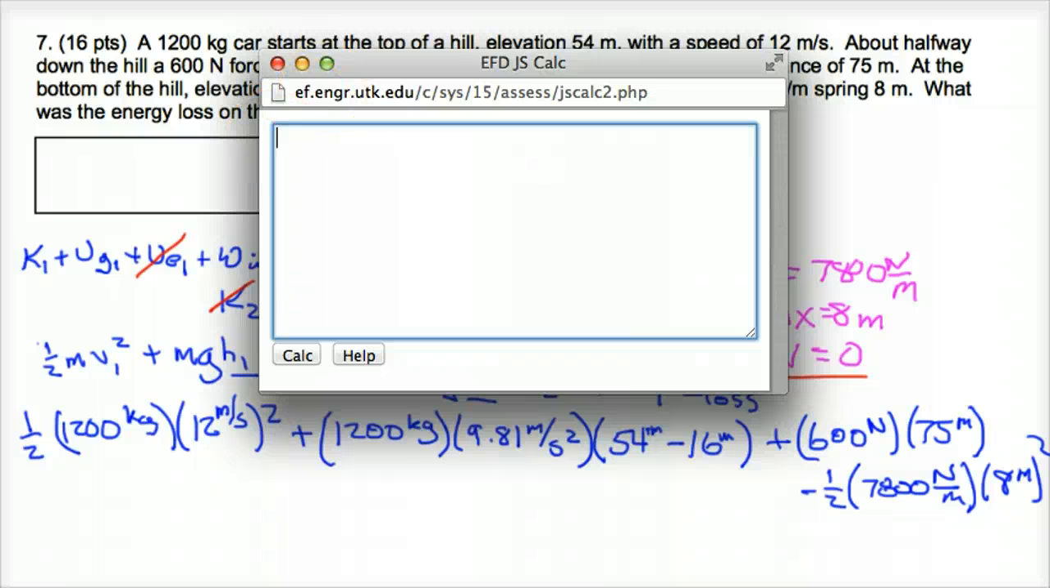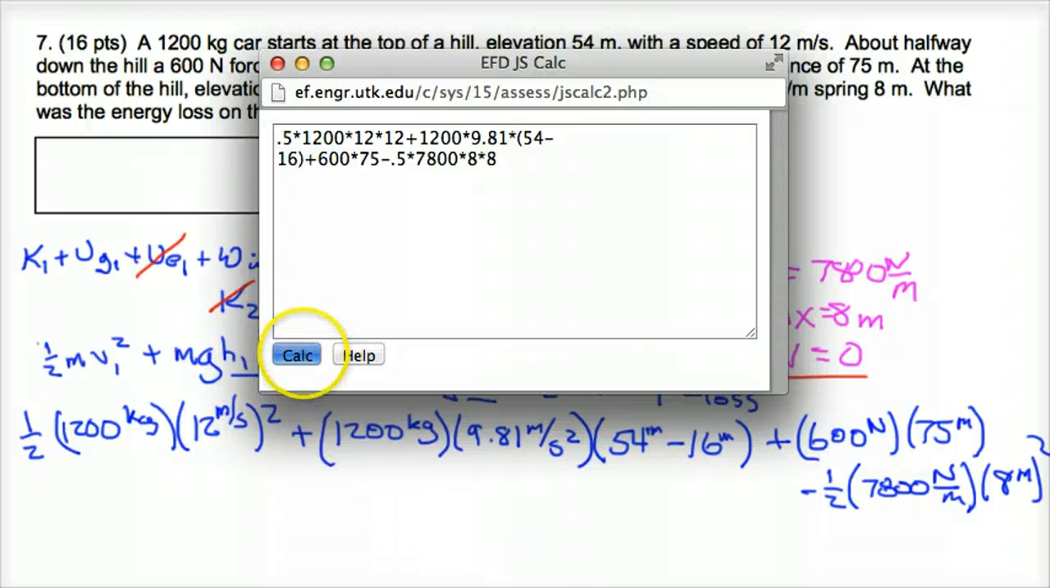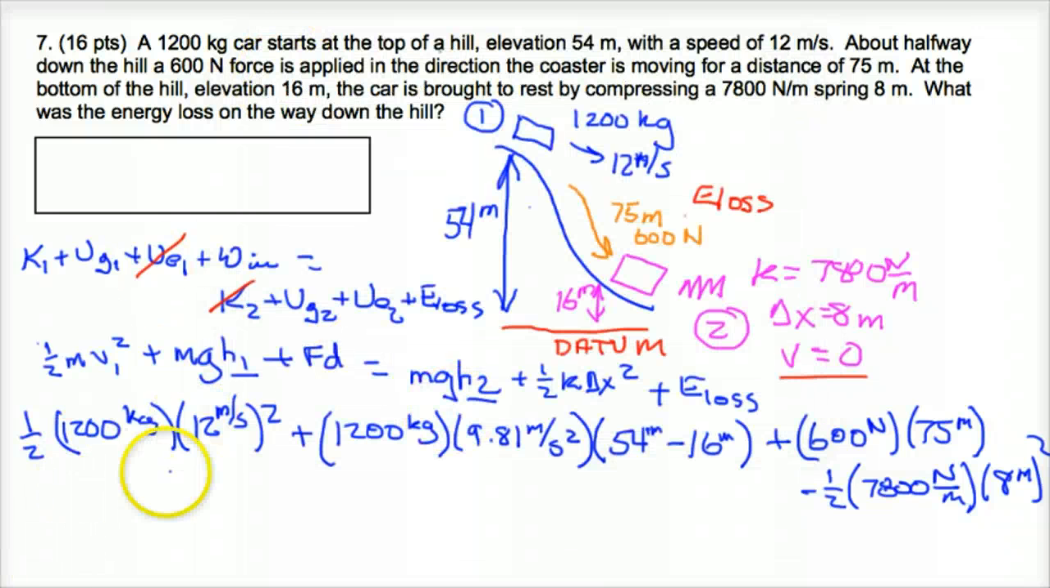So bring in the calculator. Let's type everything in. 0.5 times 1200 times 12 squared plus 1200 times 9.81 times 54 minus 16 plus 600 times 75 minus 0.5 times 7,800 times 8 times 8. 329,000. So E loss is 329,000.